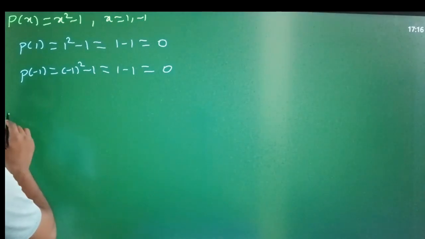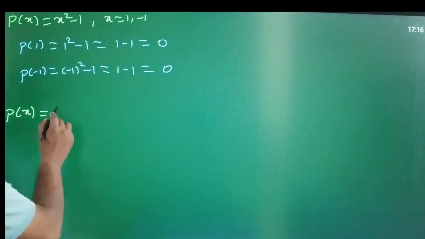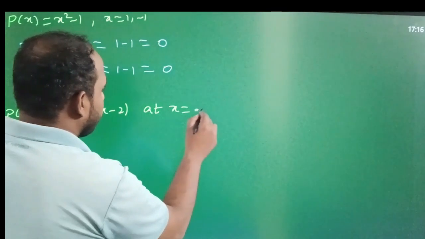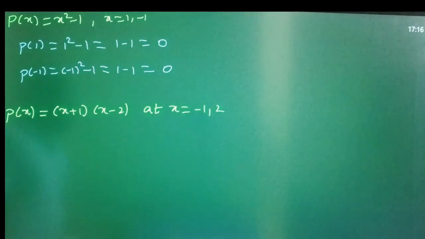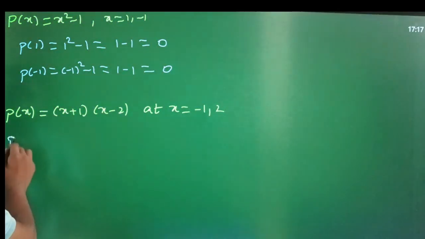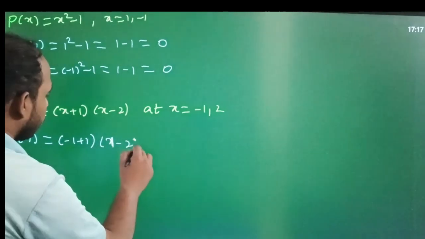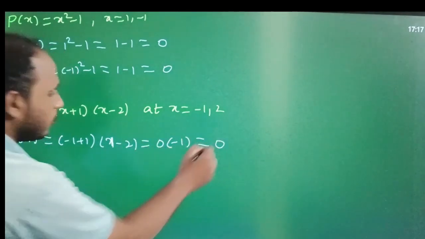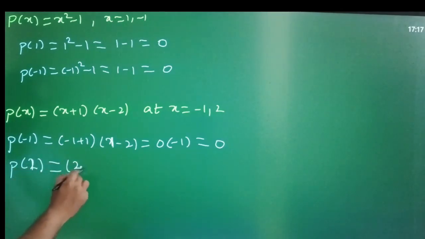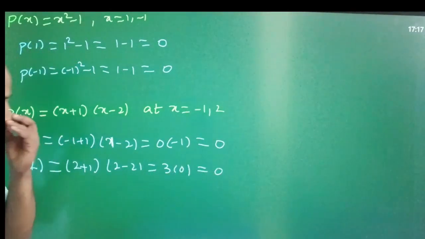Next, fourth one, p of x equals to x plus 1 into x minus 2, at x equals to minus 1, 2. Now, we replace x by minus 1. Therefore, p of minus 1 equals to minus 1 plus 1 into minus 1 minus 2, which is equals to 0 into minus 1, which is equals to 0. Now we replace x by 2, which is equals to 2 plus 1 into 2 minus 2, which is equal to 3 into 0, 0.